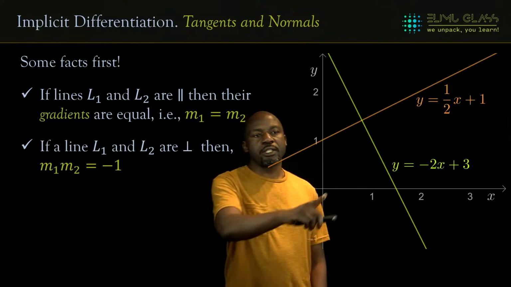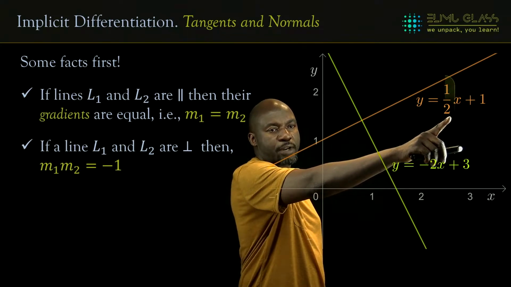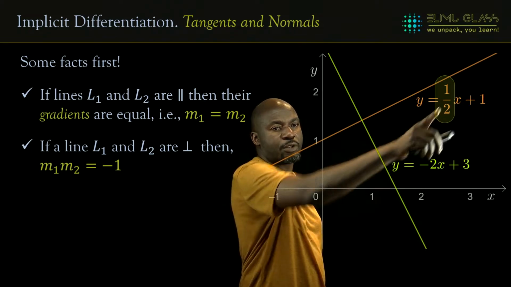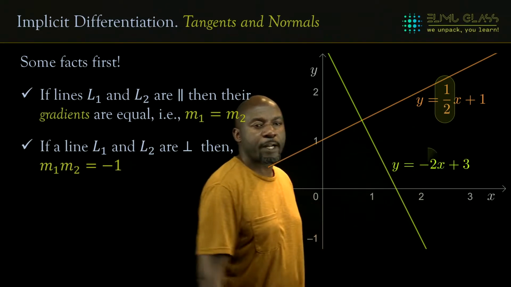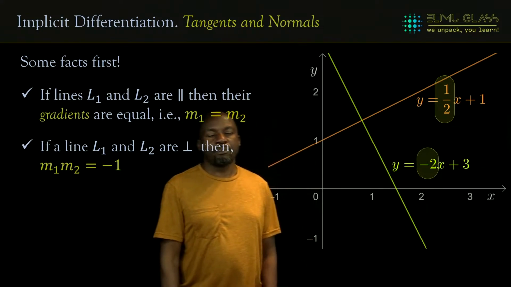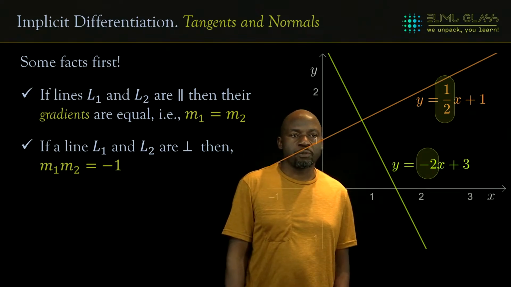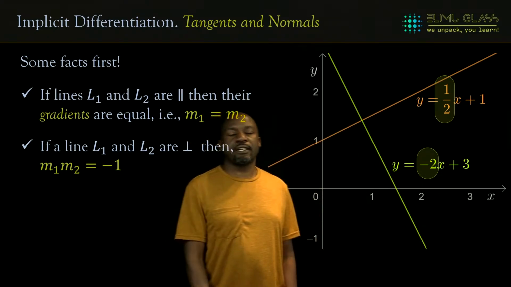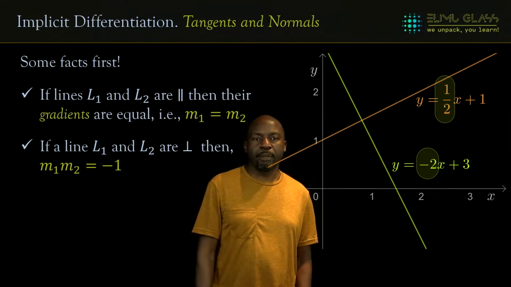So we can see that if the gradient of the first one is a half, then the gradient of the other one is going to be the reciprocal of this, and then we take the negative of it. So the negative reciprocal of the first one. If two lines are perpendicular, then their gradients, when multiplied together, will always give us -1. So that's the second set of facts that we need to remember.